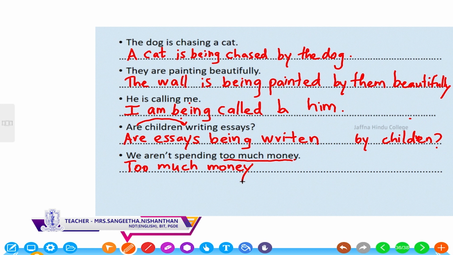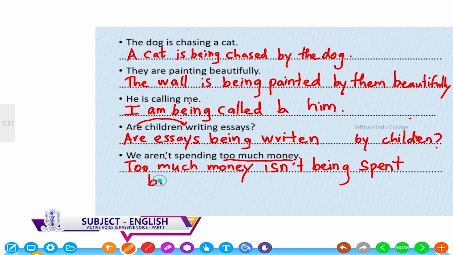considered as one unit. So, it will be as singular. So, we use the be verb is. Too much money is, but it is in negative. So, these should be in the negative, is not, the being plus the past participle of the main verb. The main verb here is spending. So, the past participle is spent. Too much money isn't being spent by the we changes as us.